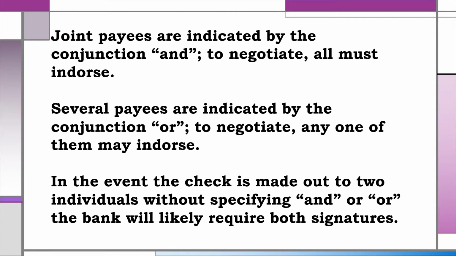Joint payees are indicated by the conjunction "and"; to negotiate, all must endorse. Several payees are indicated by the conjunction "or"; to negotiate, any one of them may endorse. In the event the check is made out to two individuals without specifying "and" or "or", the bank will likely require both signatures.